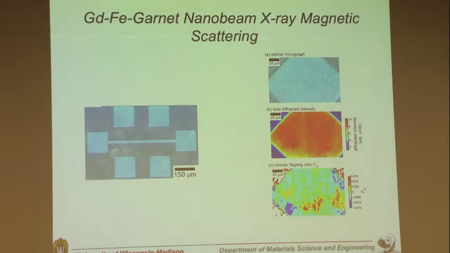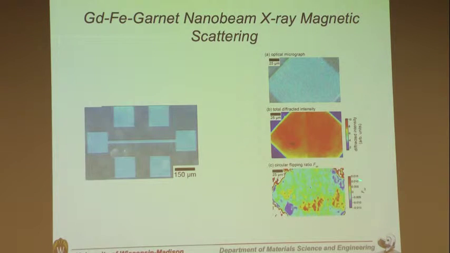This is the total diffracted intensity, and you see nothing. This is what's called the circular magnetic flipping ratio mapped out for that area. So you take circular right polarization, circular left polarization, you subtract the intensities of the two, and it shows you a map of a particular set of magnetic domains. The domain structure is a little complicated. I'll explain it in a second, but you can see that.